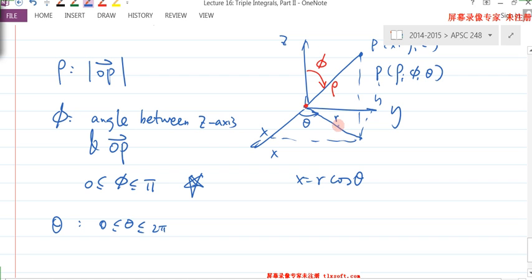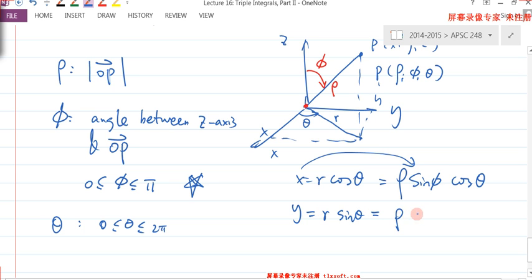So what about the r? If I want to express r using rho and phi, what would that be? This is rho, and this is phi. r is rho sine phi, exactly. So that's the first connection between Cartesian and spherical. And the next, y is r sine theta, so replace the r with rho sine phi. That's the second expression. And the last one is z. This is z here, so basically it's rho times cosine phi, right?